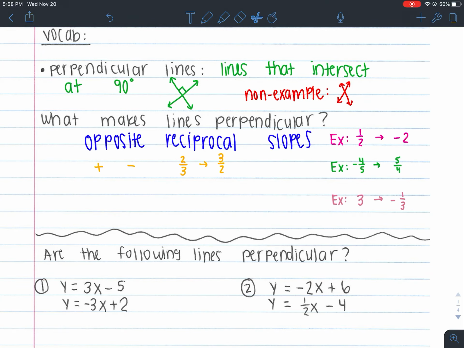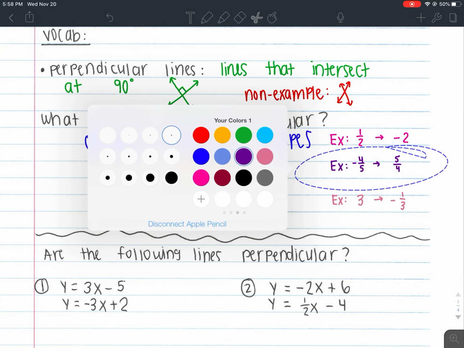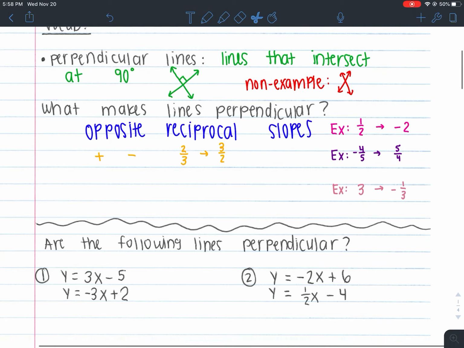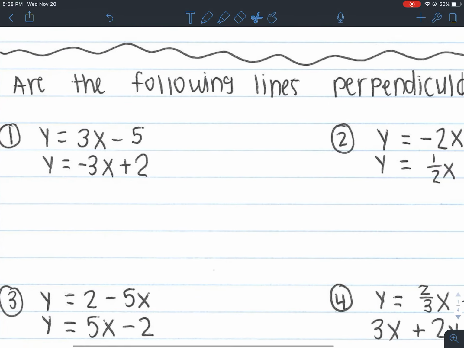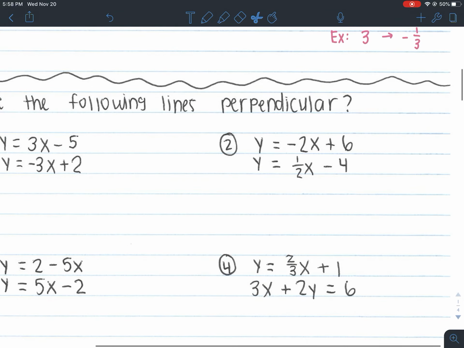Okay, so now we're going to jump into just identifying and see if we can tell if two lines are perpendicular. Starting with number 1, we have y equals 3x minus 5 and y equals negative 3x plus 2. Can we tell what the slope of a line is just by looking at it? Sometimes.